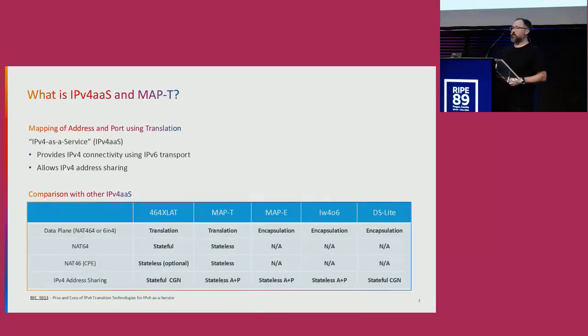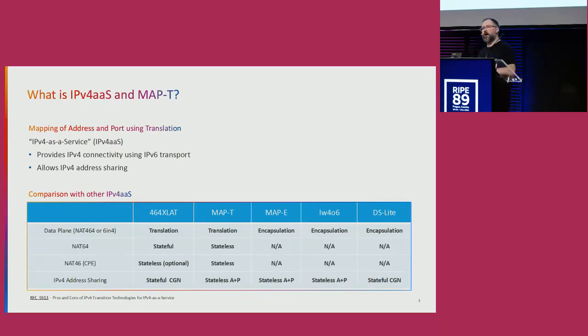So, mapping of address and port using translation. It's one of the few IPv4 as a service technologies, which is basically a colloquialism for delivering IPv4 connectivity over IPv6 or using IPv6. They all generally also have the ability to do IPv4 address sharing as well.